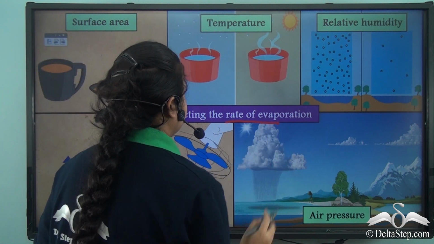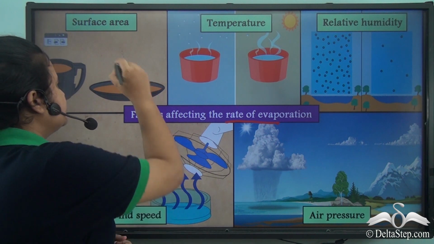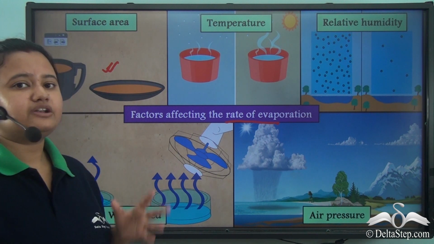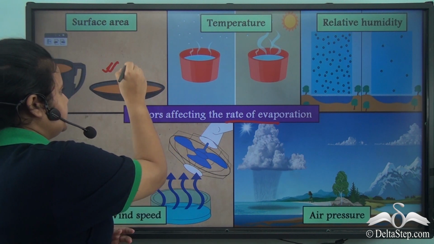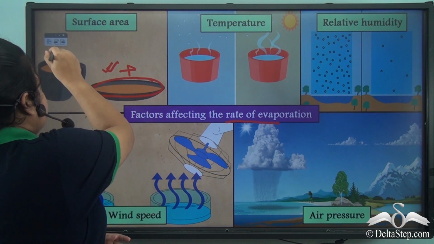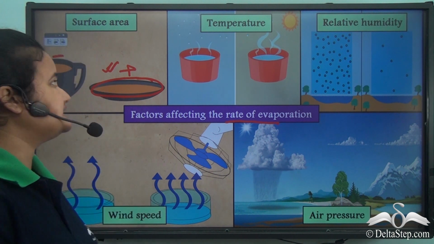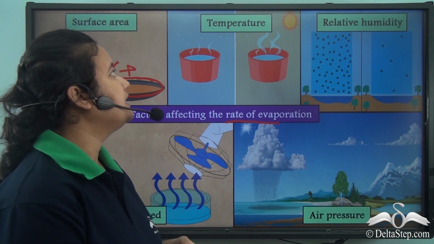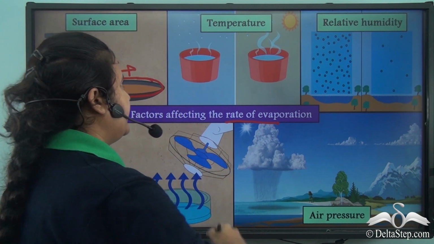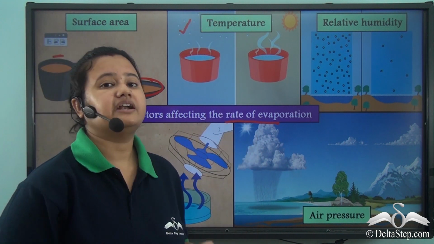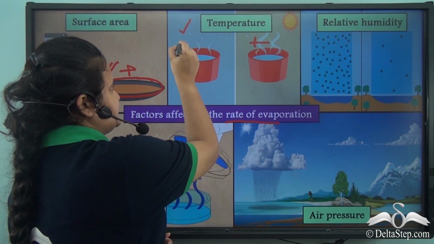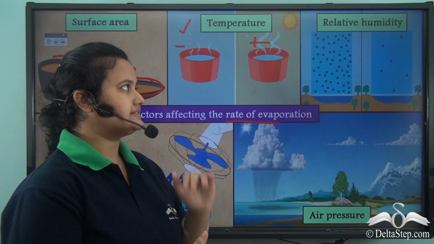The rate of evaporation is more if the surface area of the evaporating body is more. So the rate of evaporation will be more in this case because it has more surface area, and the rate of evaporation will be less because it has less surface area. Again, the rate of evaporation is directly proportional to air temperature. If the temperature is higher, then evaporation will be more. If the temperature is less, then evaporation will be less.